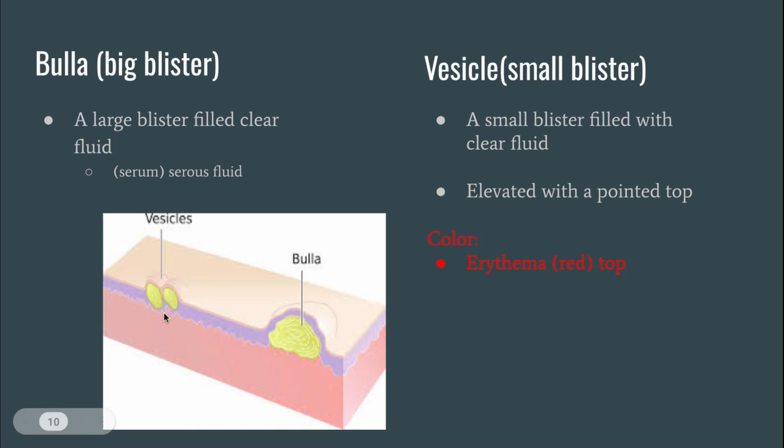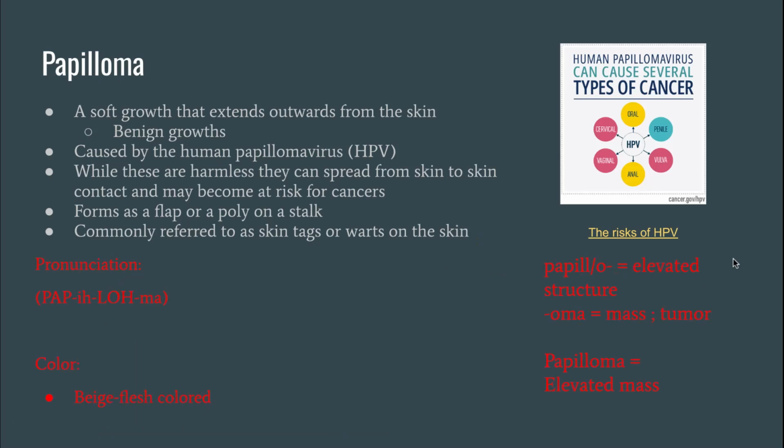Onto the smaller blisters, the vesicles. These are also fluid-filled blisters with clear fluid. The size for the vesicles must be smaller than 0.5 centimeter. The vesicles are caused by burns, allergic reactions, friction, and other things. So vesicles will have some sort of red top, and the bullas are always going to be bigger in size.